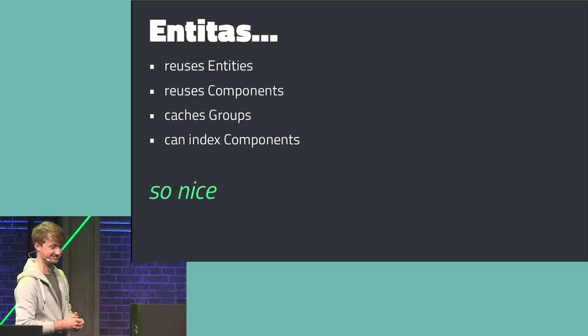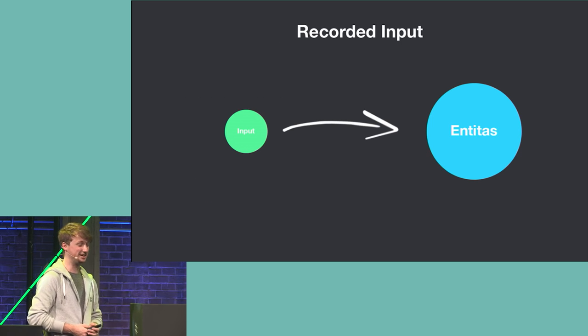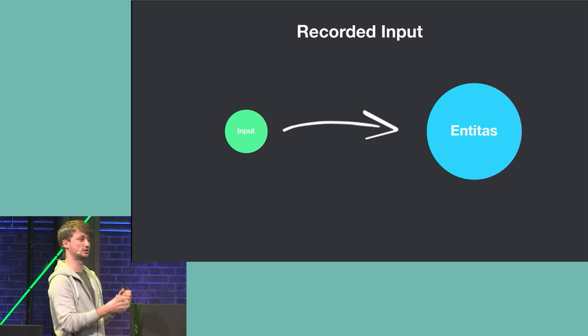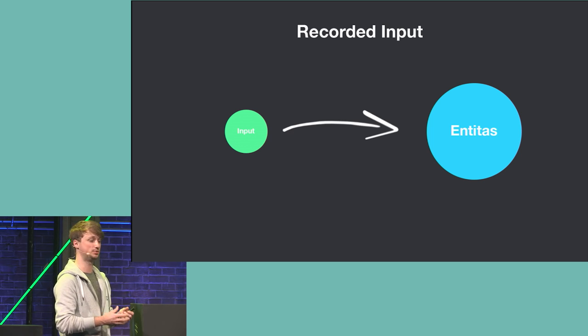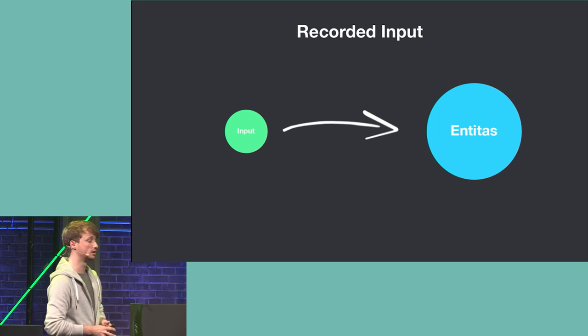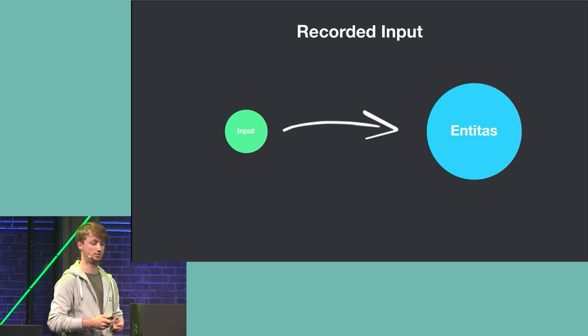So nice. All right, to recap: if you have any external logic, whether it's Unity's physics, input, or whatever, the rule of thumb is you have to convert it and sync it back to Entitas by creating entities and components.